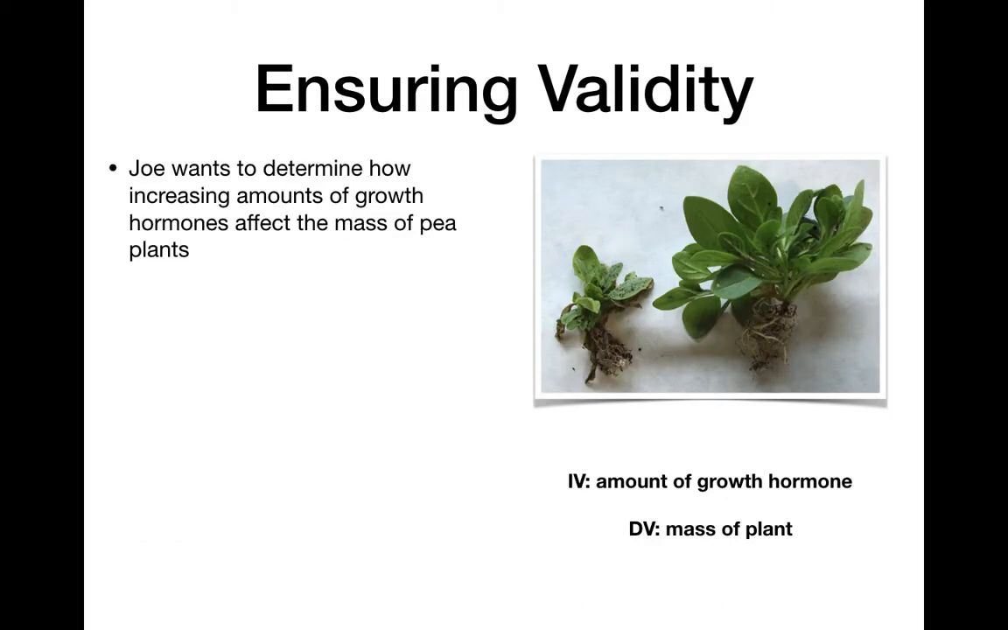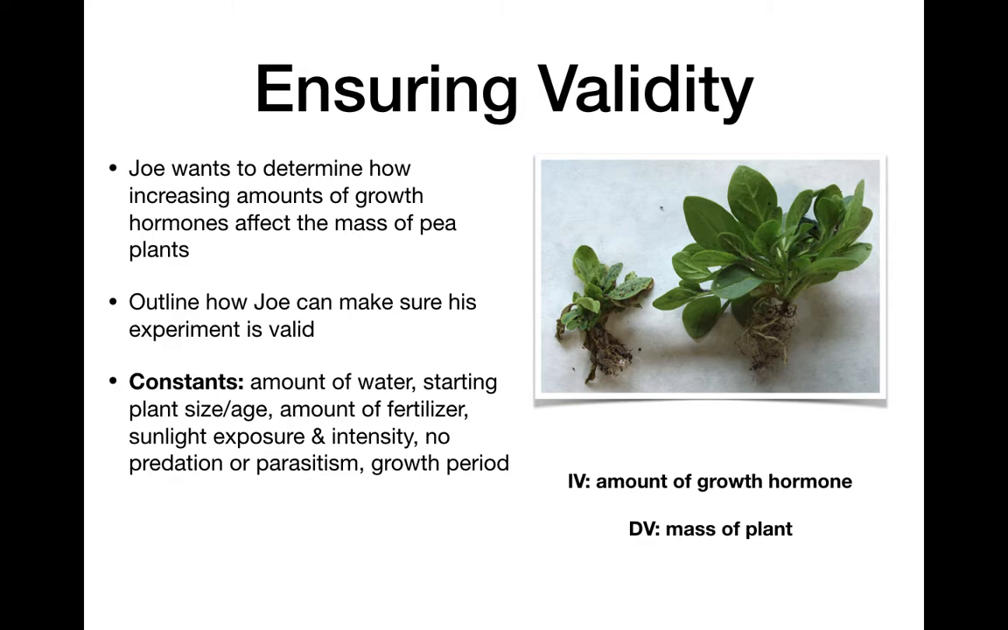Okay, so here's an example experiment. Joe wants to determine how increasing amounts of growth hormones affect the mass of pea plants. So his independent variable is the amount of growth hormone, and the dependent variable is the mass of the plant. How can he make sure his experiment is valid? Well, he can use constants, and some good constants for this would be things like the amount of water, and frequency of watering, starting plant size or age. Are all the plants going to be from seeds? Are they all going to be from the same initial mass? How is it going to start? The amount of fertilizer being used, even if it's none. The sunlight exposure and intensity, no predation or parasitism, the length of time allowed to grow. All those things are important constants of this experiment.